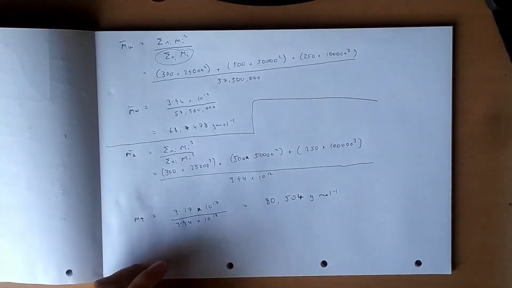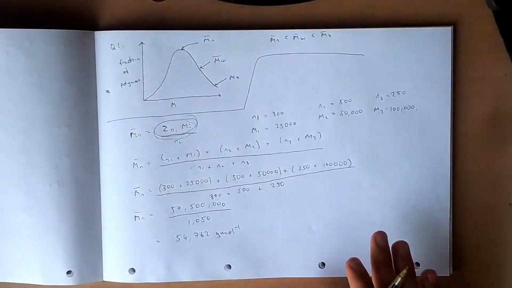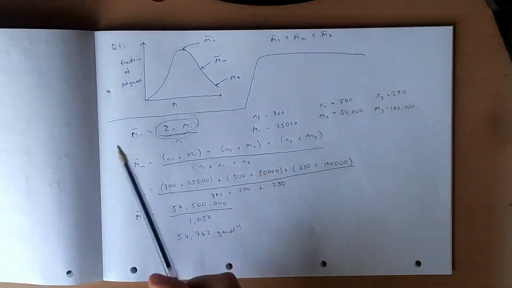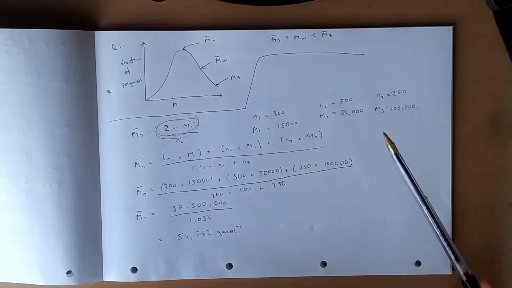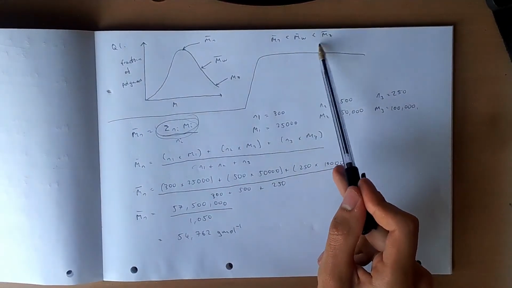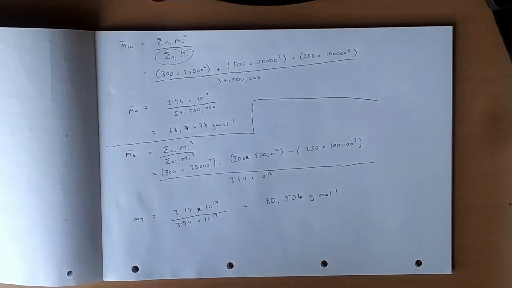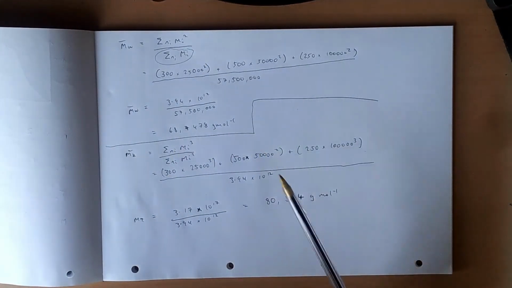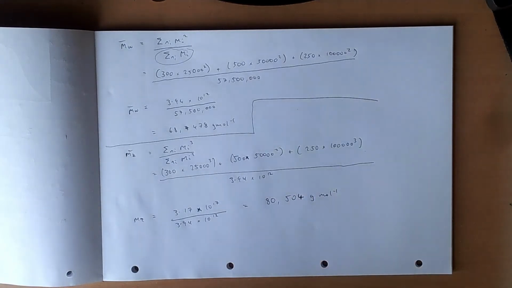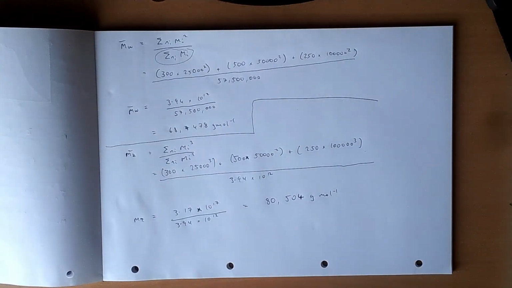And then if we remember what we said at the very start, where we are taking into account this Gaussian distribution, we want Mn to be less than Mw and Mz. So Mn is 54,000, our Mw is 68,000, and our Mz is 80,000, so that completely fits with that.